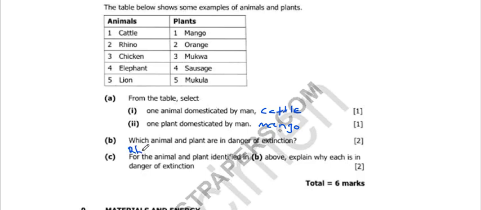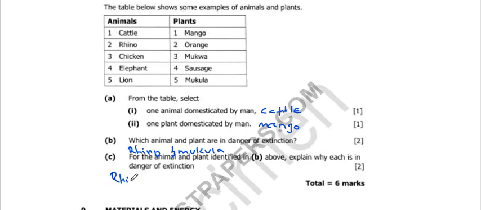So, rhino. And for plant, well, we can say mukula. So, rhino and mukula. For the animal and plant identified in B above, explain why each is in danger of extinction.